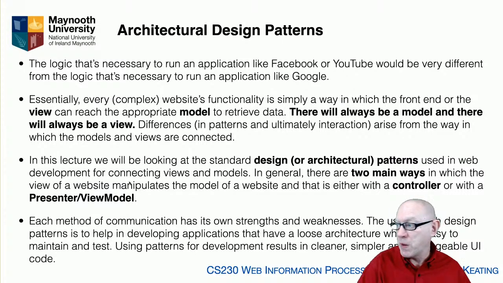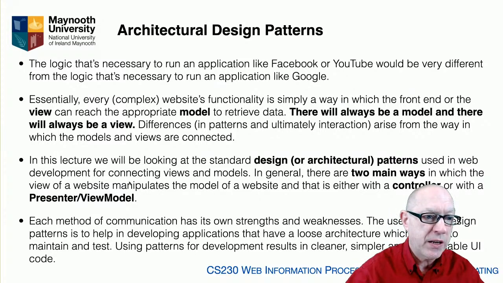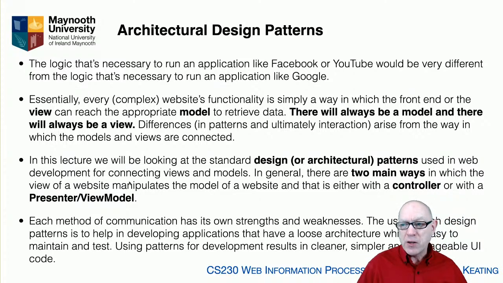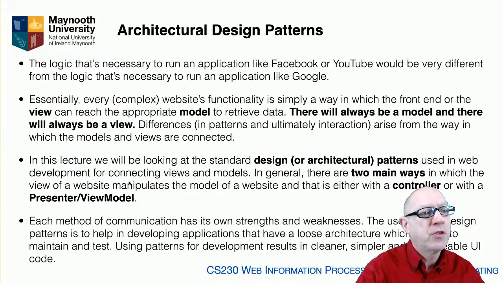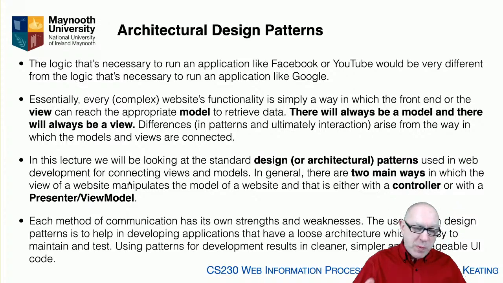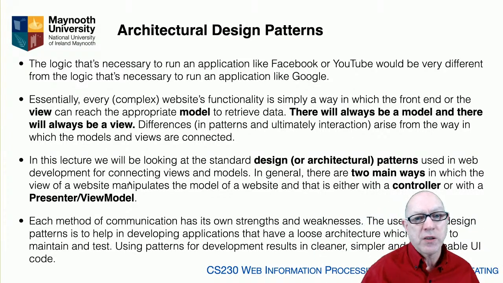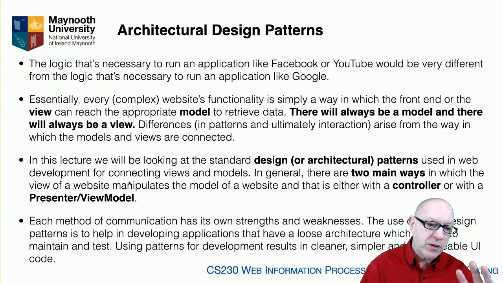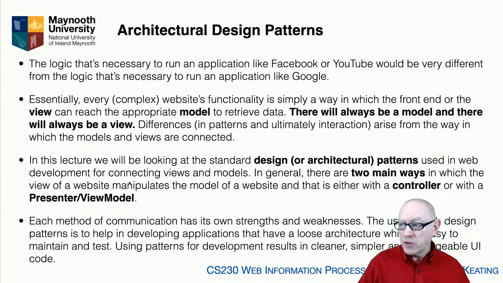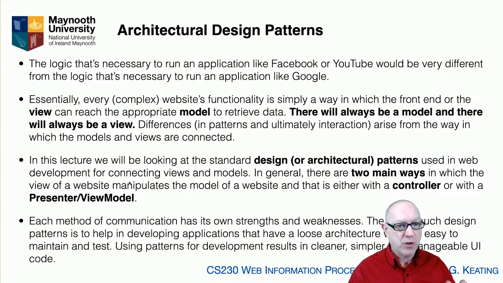Essentially, complex functionality is just a simple way in which the front end, or the view, can reach the appropriate model to retrieve the data. The view is the language you're going to use now. So there will always be a model and there will always be a view. You may have multiple views for the same kind of model depending on who's using it. I prefer dark modes really to light modes; these are different views of the same model data. So the differences in the patterns and ultimately the interaction arise from the way in which the models and the views are actually connected.